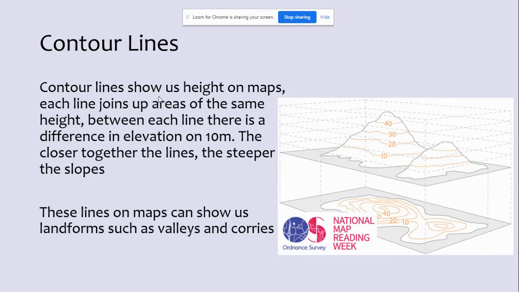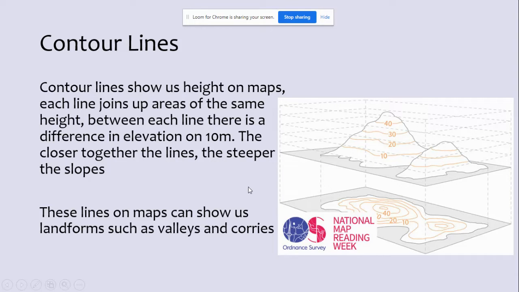And now we're going to think about contour lines. So contour lines show us heights on maps. So each line joins up an area of the same height, and between each line there is a difference in elevation of 10 meters. So like on here, we can see our lines, what they look like when they're flat like this, but they show height. So we can see actually the landscape is like this. So yeah, it matches up like that.